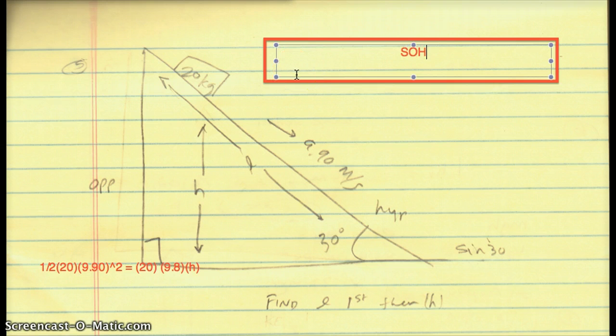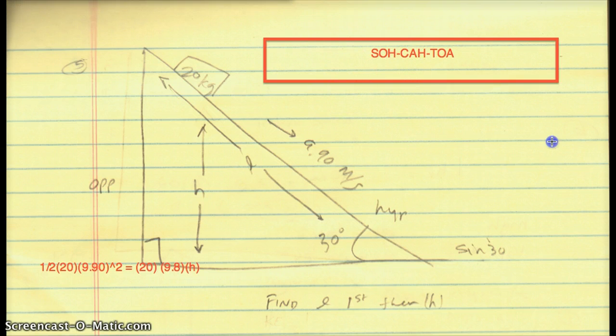This is SOHCAHTOA. What this stands for is sine, cosine, and tangent. This is all trigonometry: sine is equal to opposite over hypotenuse, cosine is equal to adjacent over hypotenuse, and tangent is equal to opposite over adjacent. So we just need to look at our angles and our sides and see which one we can use. We know we have the opposite side, and we know we have the hypotenuse. So we can use sine, because that is opposite over hypotenuse.